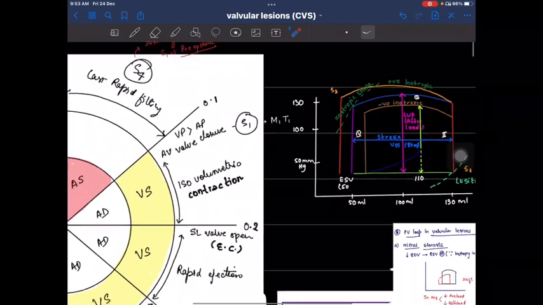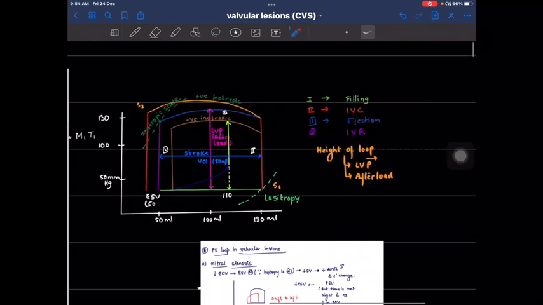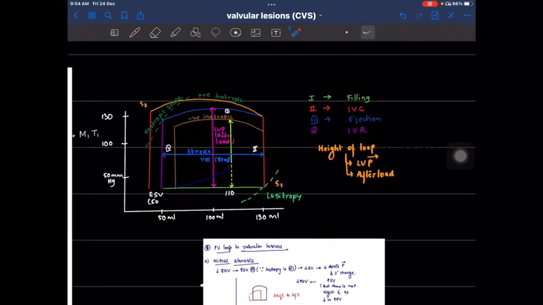So that's why I said it's very important to know the cardiac cycle inside out. So this will correspond with S1, right? This is where the S1 occurs. Now we are here, okay?